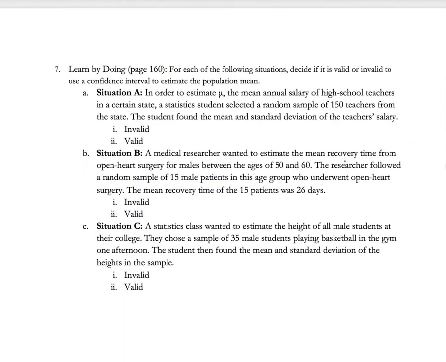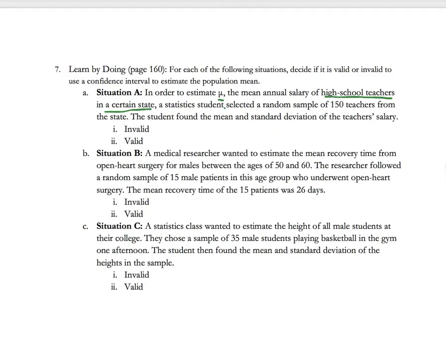All right, last question here. This is a learn by doing activity, also on page 160. For each of the following situations, we're going to figure out if their conclusion or their process is valid or invalid. So let's take a look. In order to estimate mu, the mean salary of high school teachers in a certain state, salary is our variable. High school teachers in a certain state is our population.